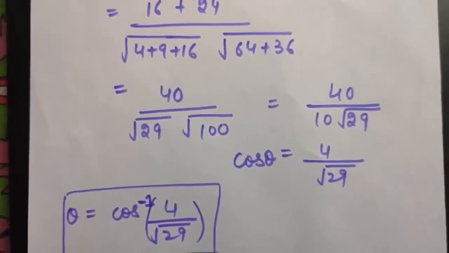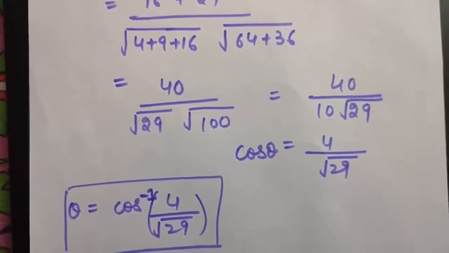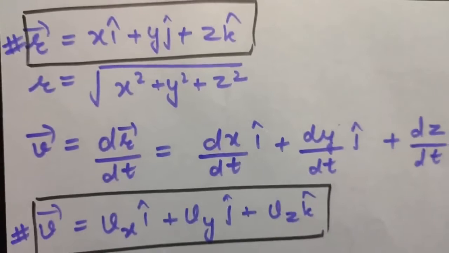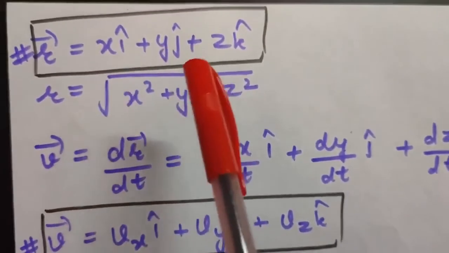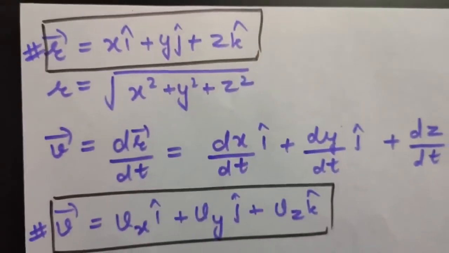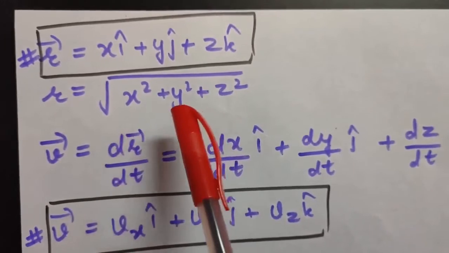Okay, so remember, if you are asked to calculate the angle between two vectors, then you can use the dot product. So now, as I told you in the last lecture, we write down the position vector as x i cap plus y j cap plus z k cap, and if I calculate its magnitude, it will come to be under root of x square plus y square plus z square.